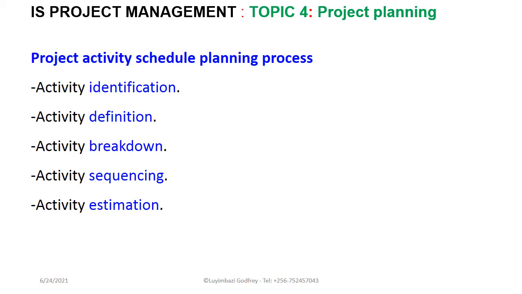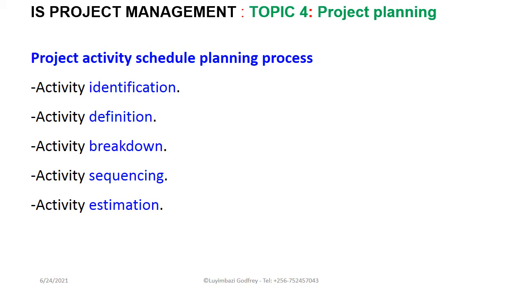Which ones shall we run in parallel with each other? This is what we call activity sequencing. That is also what we sometimes know as activity dependencies, or you may call them task dependencies.